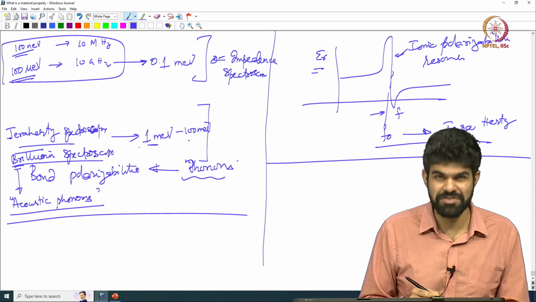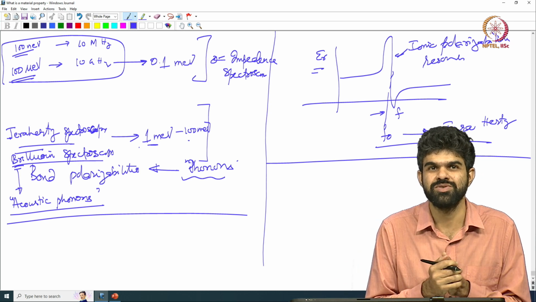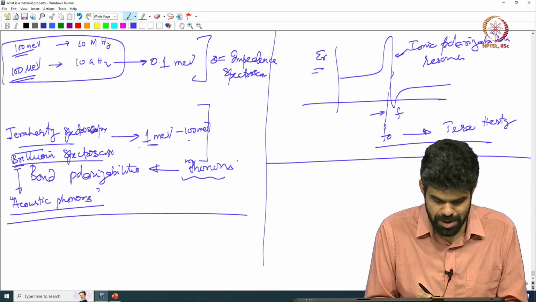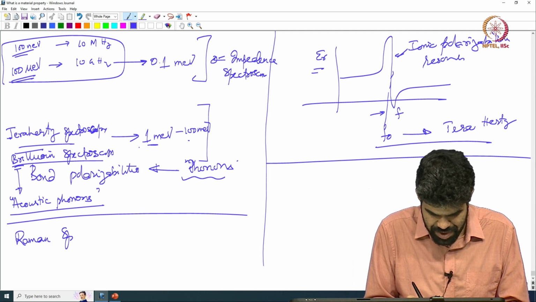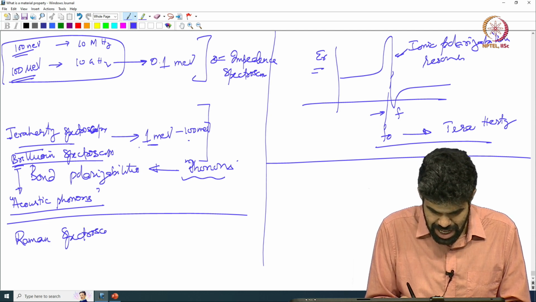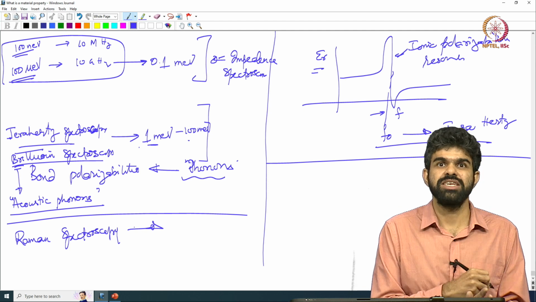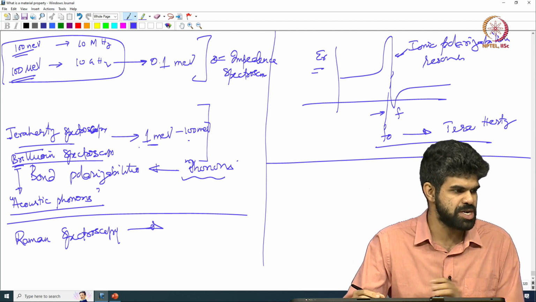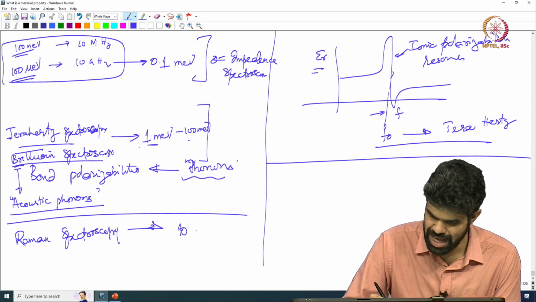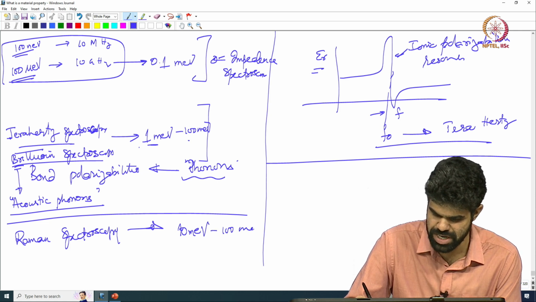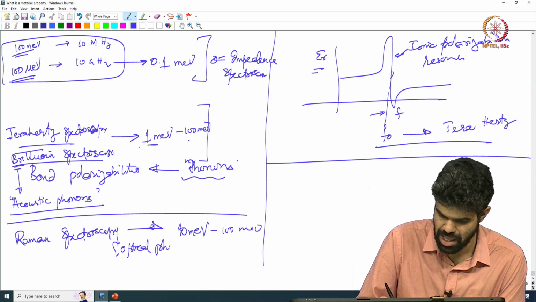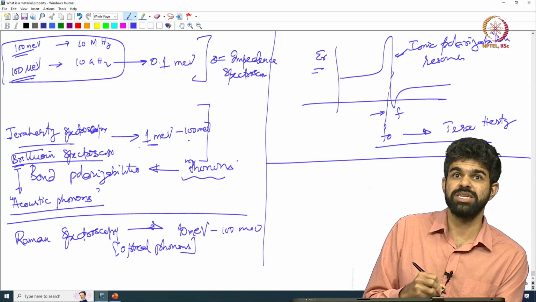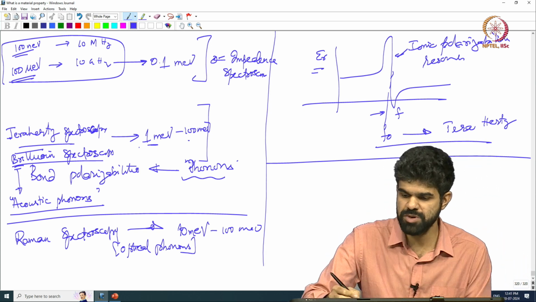But then I have Raman spectroscopy. ISC is famous for hosting Professor C.V. Raman, who got a Nobel Prize. So, this looks at energy scales which are from 10 milli electron volts to about 100 milli electron volts, what are called optical phonons in a material. Now, how does Raman spectroscopy work?